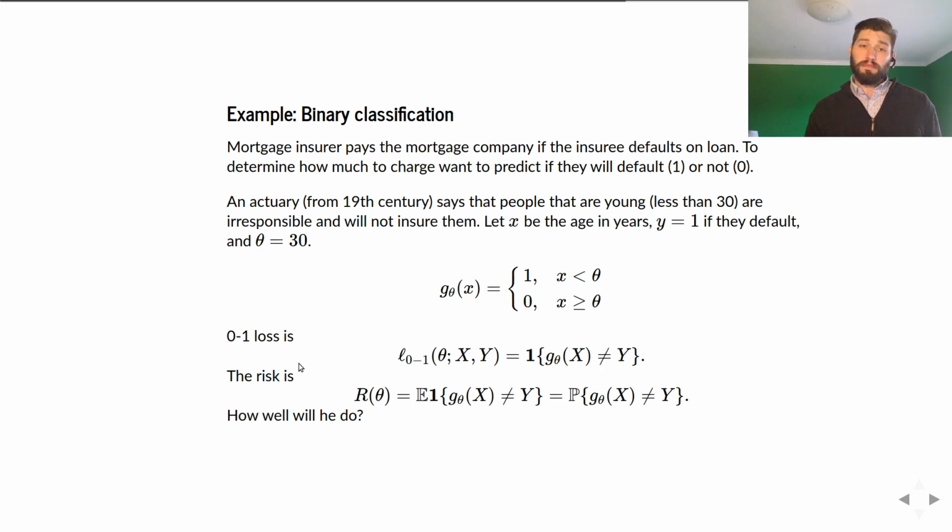So now the risk is the expectation of this indicator, but we know expectations of indicators are just the probabilities. So the probability of the prediction being wrong is the true risk. Right? So now we can ask, how well did this person do? And we can evaluate this over some data set, the empirical risk over some data set.